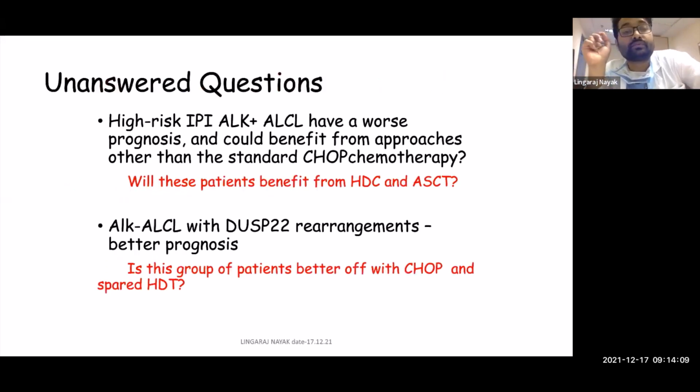So what are the unanswered questions? The patients who have ALK positive disease and high IPI, their outcome is not good as compared to those who are low IPI. So whether they should receive transplant if they are receiving CHOP or a CHOP kind of backbone, we don't have the answers for that. And as I said, the ALK negative group with DUSP22 rearrangement, they do very well, even if they are ALK negative. Do they really need transplant? So these are questions to be answered in future.